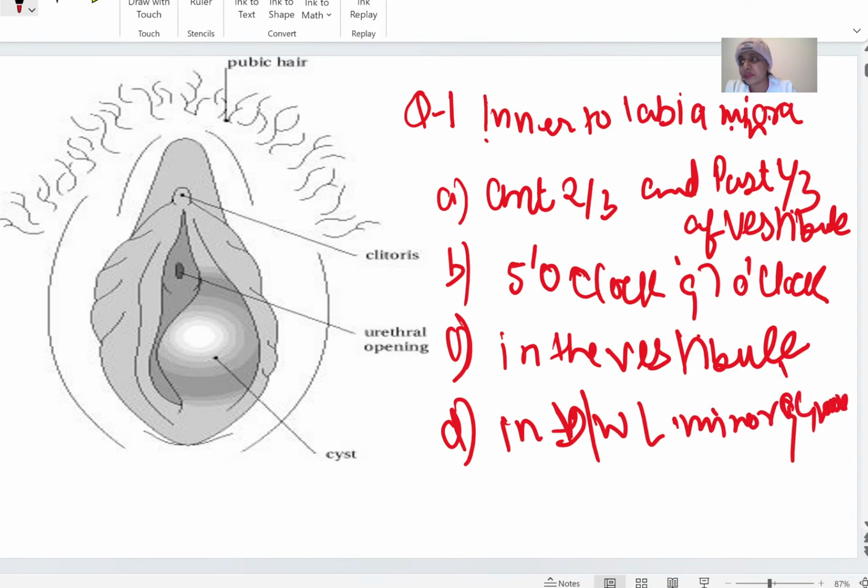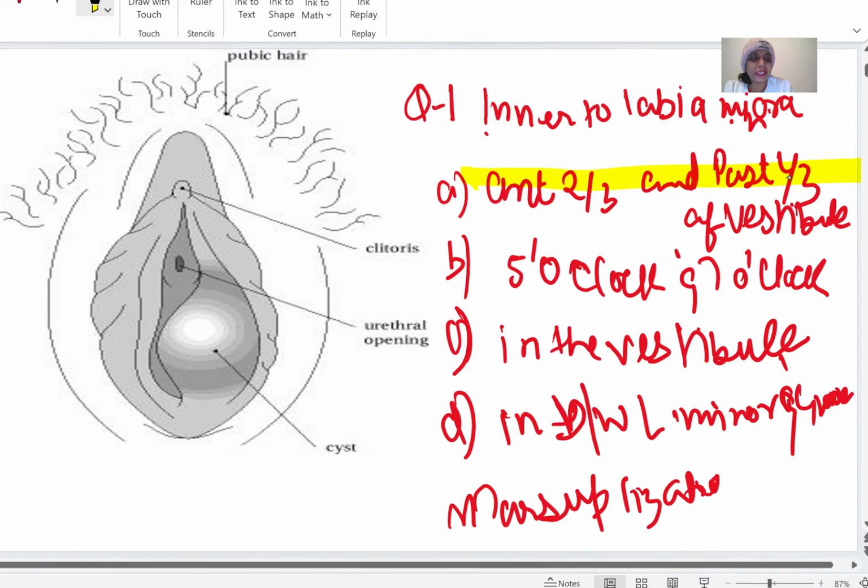What is its treatment? Last question. What is the treatment? Come on everybody. Marsupialization. Why is its treatment marsupialization? Because these cysts do reoccur. All are true: anterior 2/3 and posterior 1/3 of the vestibule, 5 o'clock and 7 o'clock position in the vestibule, in between the labia minora. Its treatment is marsupialization.